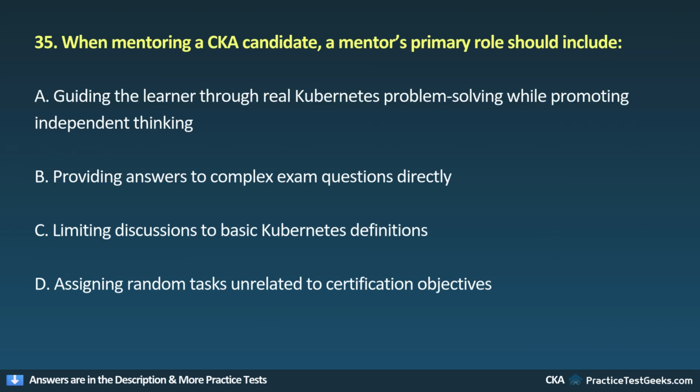35. When mentoring a CKA candidate, a mentor's primary role should include A, guiding the learner through real Kubernetes problem-solving while promoting independent thinking. B, providing answers to complex exam questions directly. C, limiting discussions to basic Kubernetes definitions. D, assigning random tasks unrelated to certification objectives.